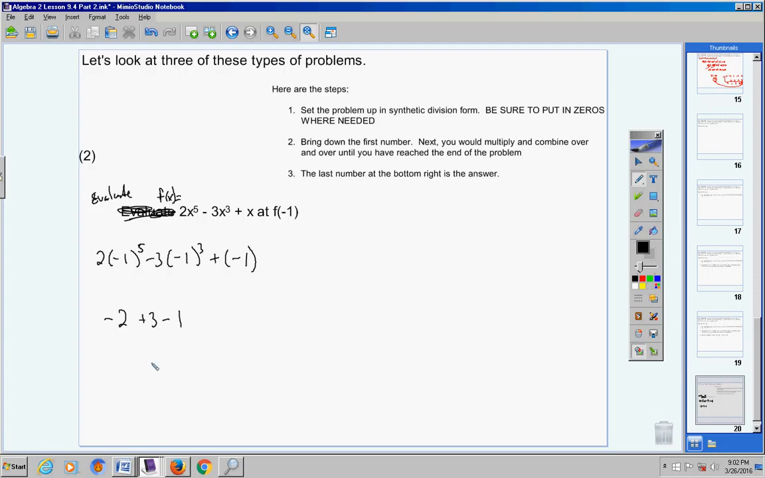That doesn't always happen. -2, -1 is -3. Plus 3 gives you a 0. Now, hopefully you didn't take notes on that. I just want you to take notes on the synthetic division part, okay?